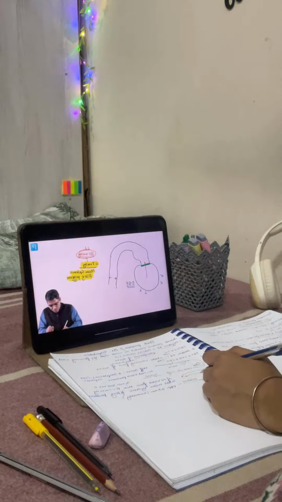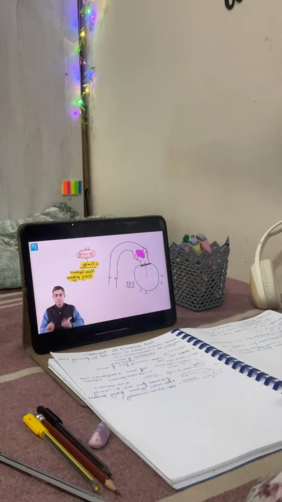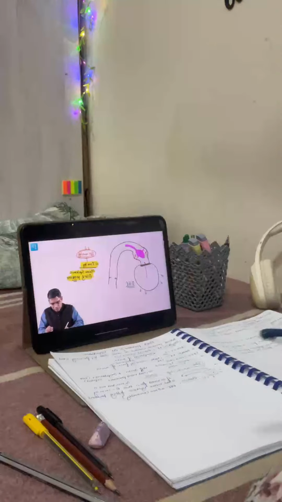Whenever the stroke volume is ejected, I told you already that the arch of aorta will be expanded. Whenever this semilunar valve is closed, this arch of aorta is going to recoil back. Now, whenever the arch of aorta is recoiling back, it is going to exert some pressure on the blood which is present at the level of arch of aorta. Because of the pressure, what will happen? This blood will be pushed forward.